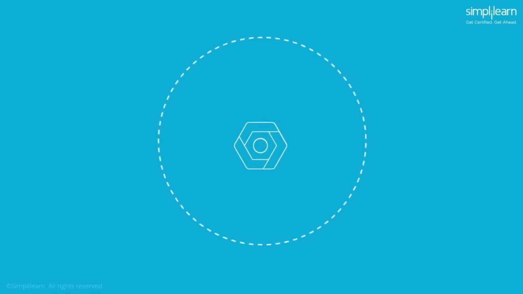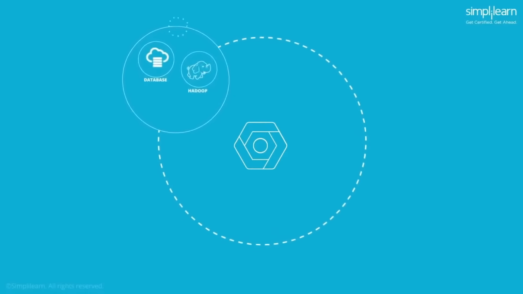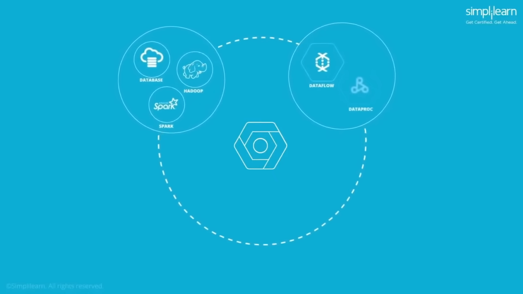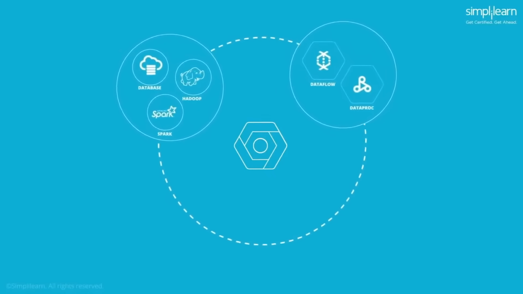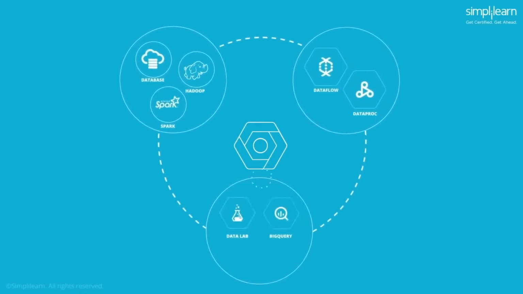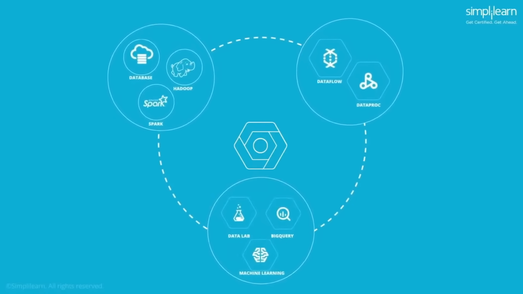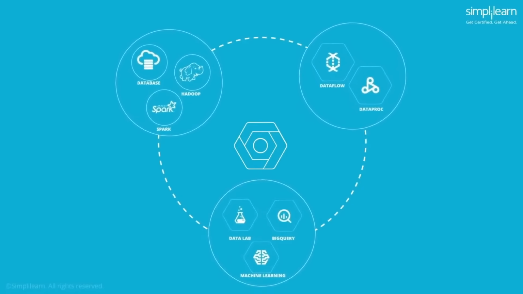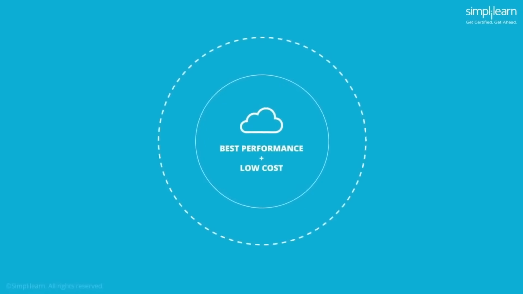Google is a pioneer in this space. The Google Big Cloud Data and Machine Learning Platform provides cloud databases, managed Hadoop, and Spark services. With tools like Dataflow and Dataproc, the platform allows for highly scalable and reliable data processing. The Data Lab, BigQuery, and Cloud Machine Learning features make it a great choice for business intelligence, large-scale analytics, and machine learning. Its best-in-class performance and low cost make Google Cloud popular and sought after.